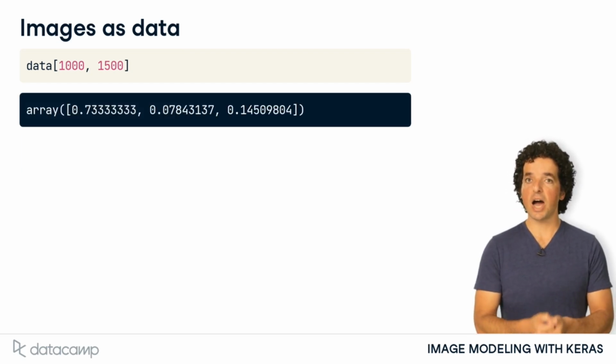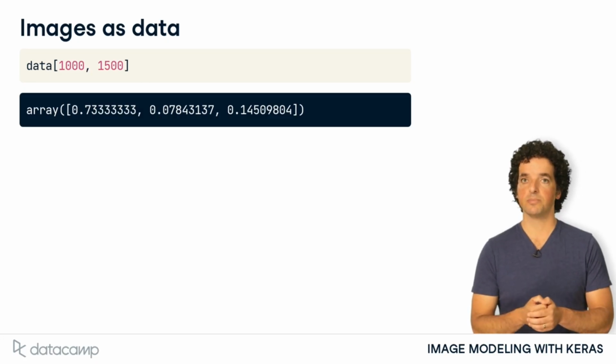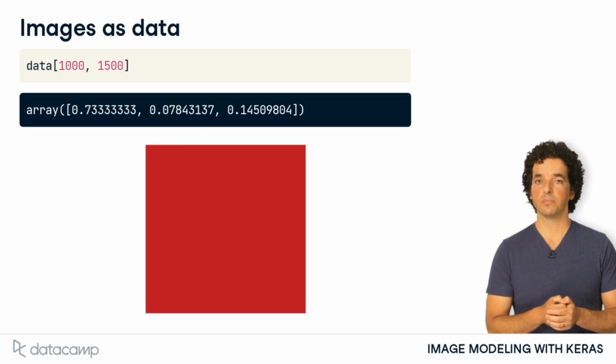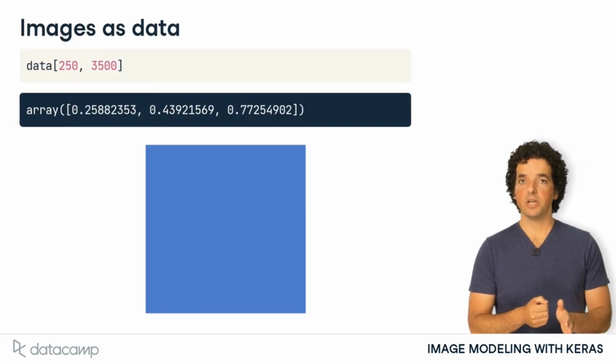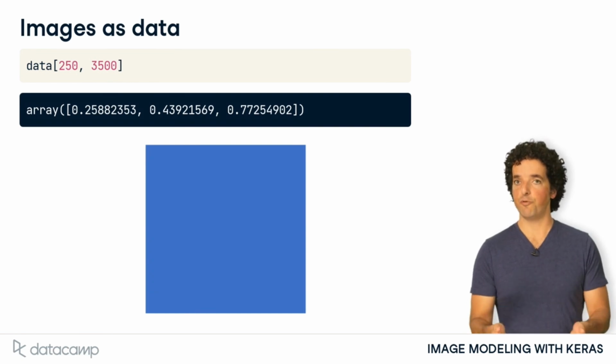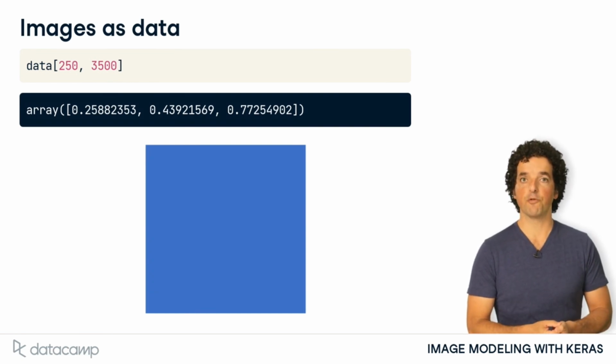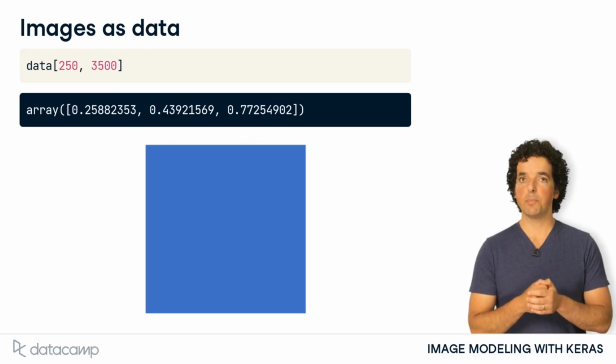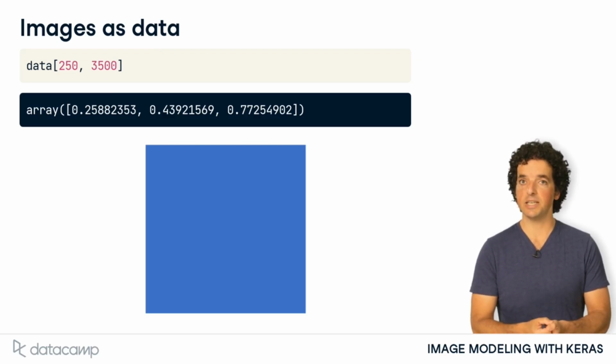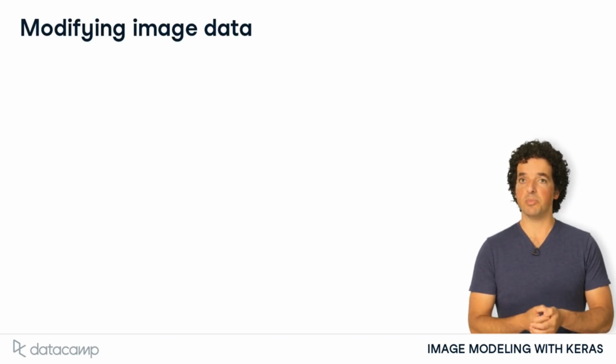This pixel has a high intensity in the red channel, so this is its color. On the other hand, the pixel with row index 250 and column index of 3500 is in the part of the image containing the sky and has a high intensity in the blue channel, so it has this color. We can also change the image by changing the array data.